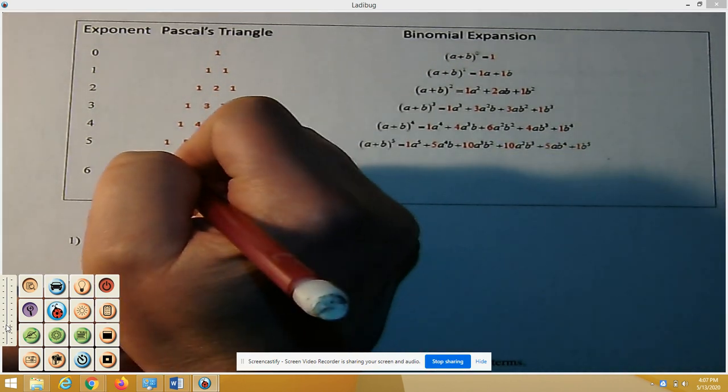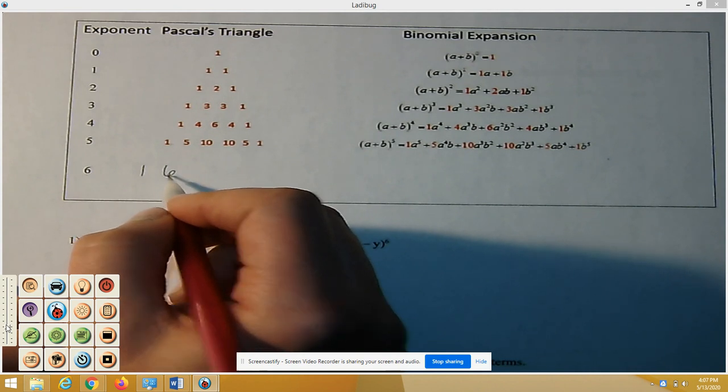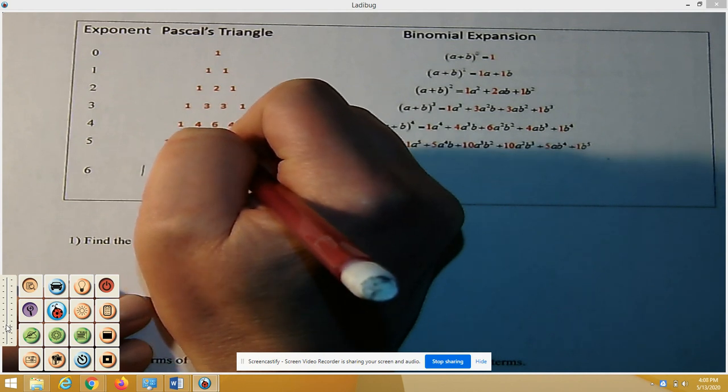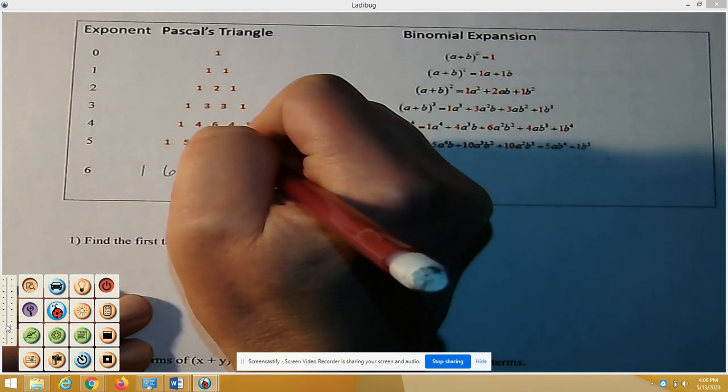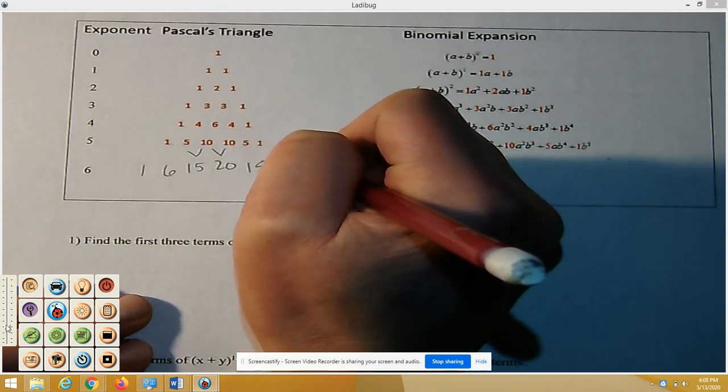1 plus 5 is 6. If n is 6, it will be the second coefficient. 5 plus 10 is 15. 10 plus 10 is 20. 10 plus 5 is 15, and then 5 plus 1 is 6, and then 1 is on the outer.